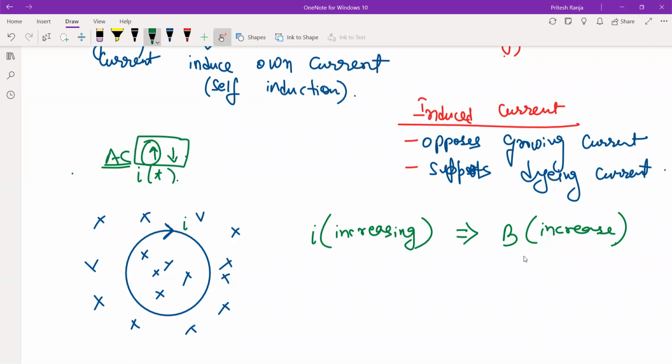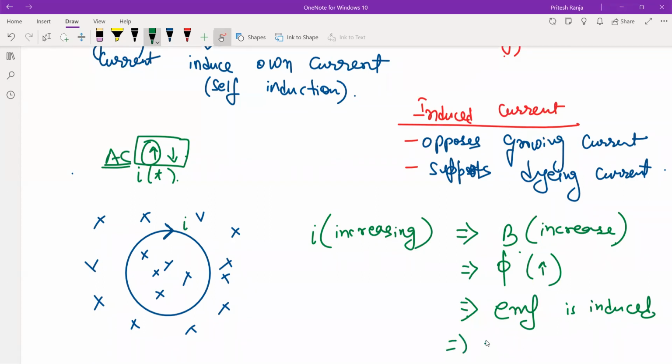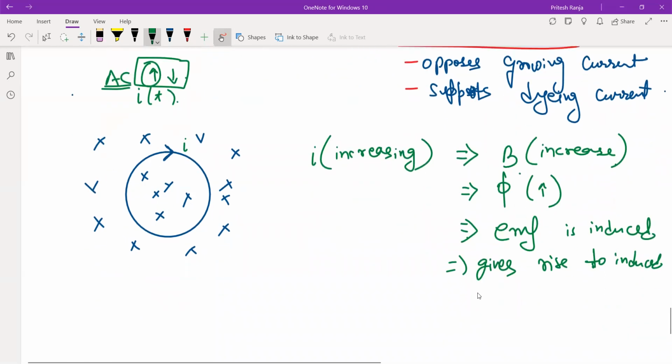So if it is increasing, it is leading to increase in the flux. Magnetic field is increasing, so what will the flux do? It will also increase. Flux will increase, that means EMF will be induced. Did the flux increase or decrease? So EMF is induced. There should be just the flux change. So induced EMF gives rise to induced current.